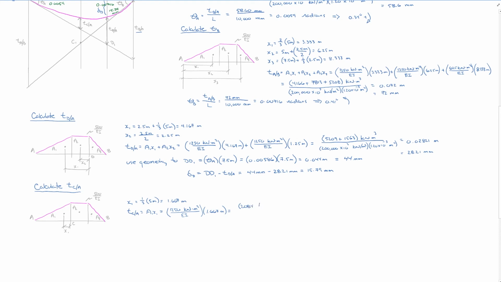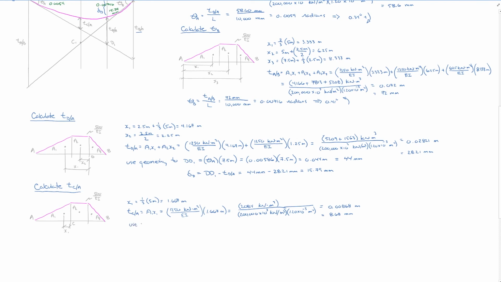2084 kilonewton meters cubed divided by, and again our EI hasn't changed, times 10 to the third kilonewtons per meter squared, and our 1.20 times 10 to the negative 3 meters to the fourth, so we extend that out there, gives us distance of 0.00868 meters, or 8.68 millimeters. And as before, we can use our geometry.